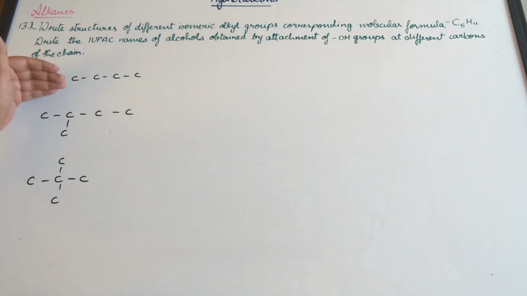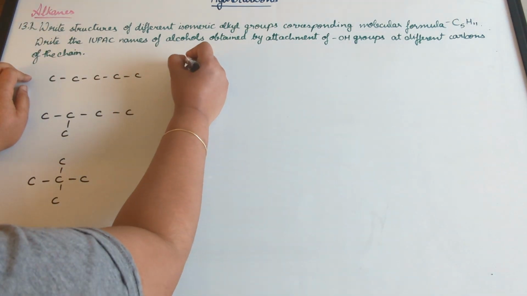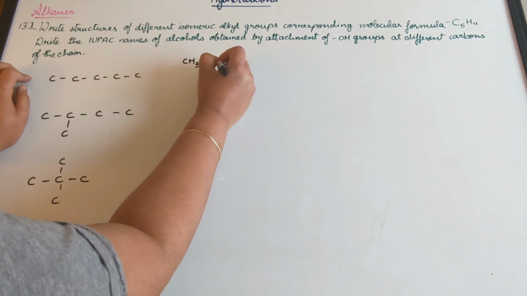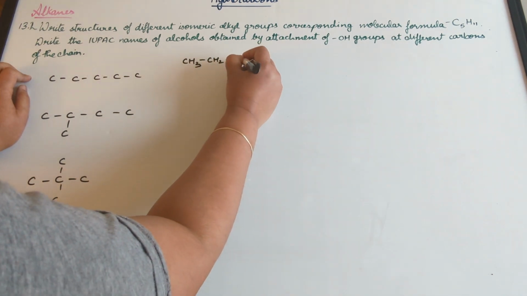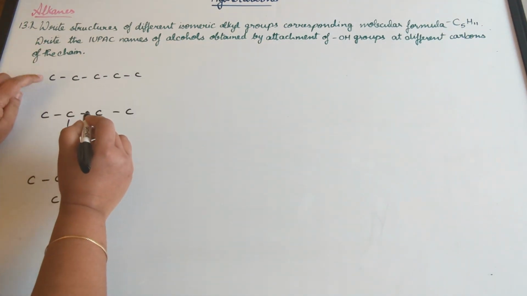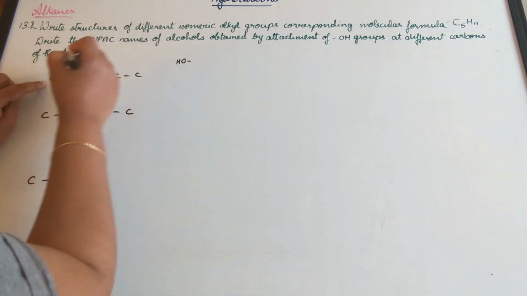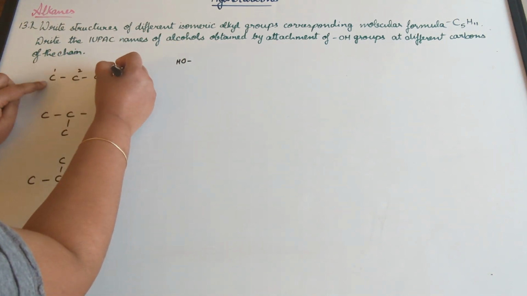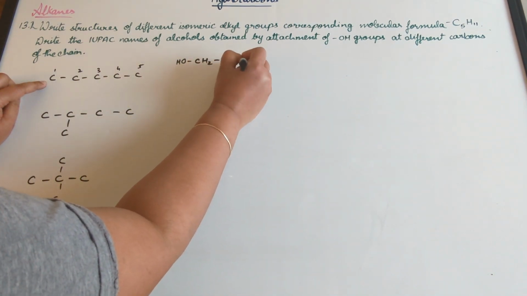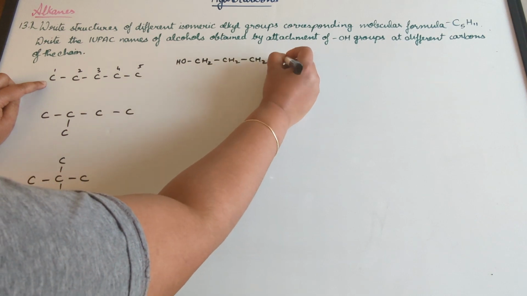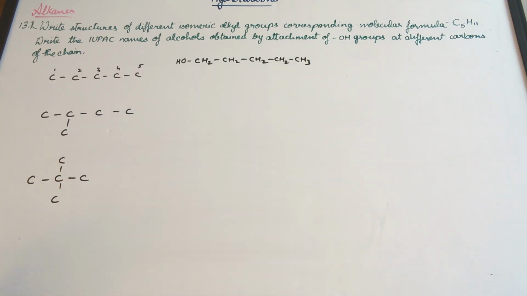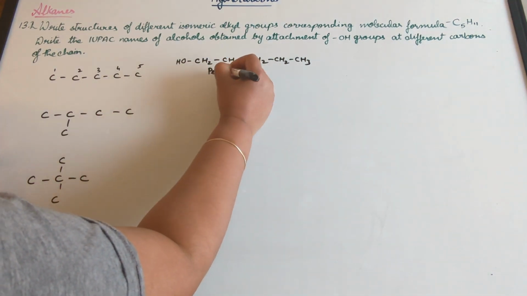In this case you have a five membered open chain, so the OH can be attached to the first carbon atom. I'll just number this for our convenience. So the first carbon atom, CH2, CH2, CH2, CH2 and a CH3, with OH. This is pentan-1-ol, because it's at the first carbon atom.